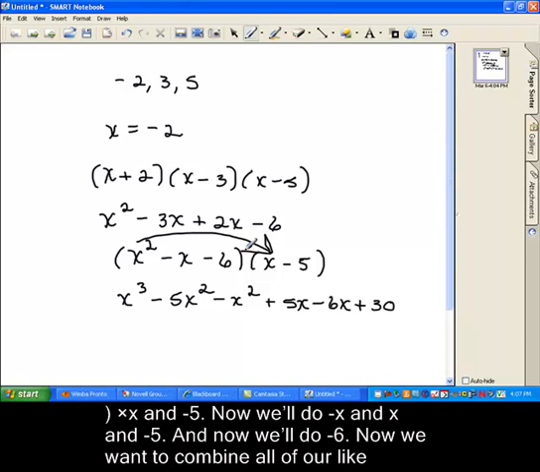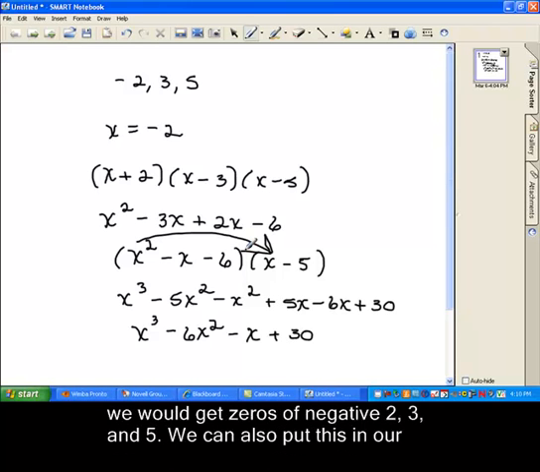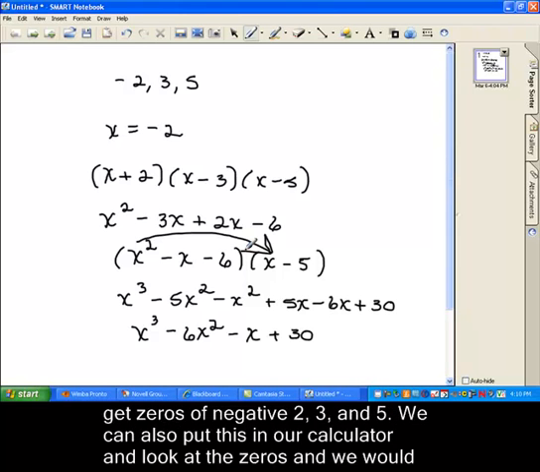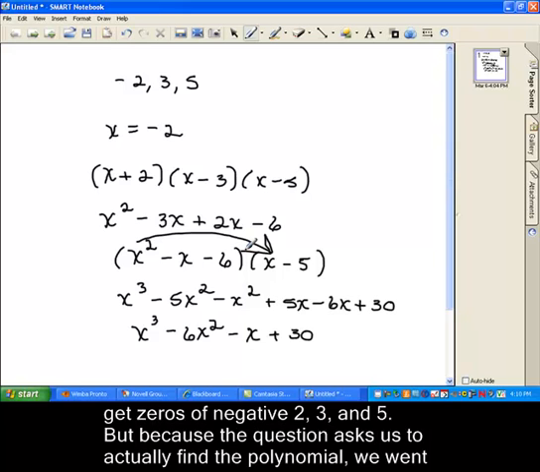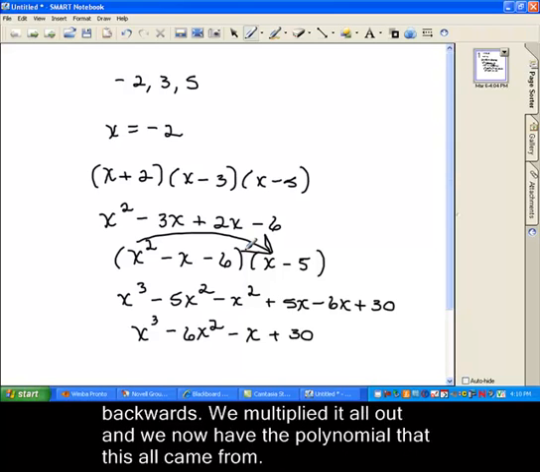Now we want to combine all of our like terms. Now we have the polynomial that our zeros came from. And if we took our polynomial and we factored it, we would get zeros of negative 2, 3, and 5. We could also put this in our calculator and look at the zeros, and we would get zeros of negative 2, 3, and 5. But because the question asked us to actually find the polynomial, we went backwards, we multiplied it all out, and we now have the polynomial that this came from.